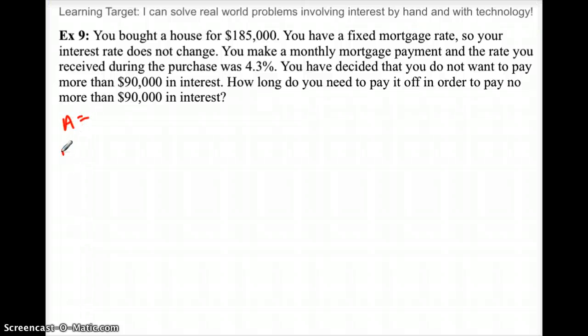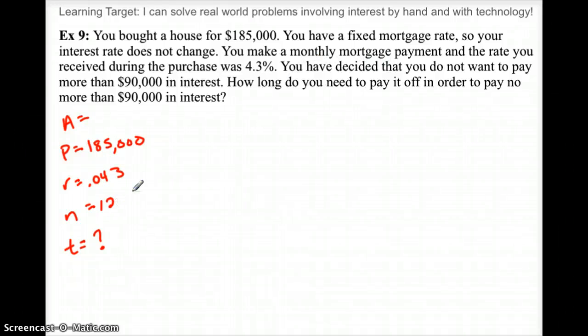So let's figure out the values that I know. Well, by the last sentence saying how long do you need, obviously I'm trying to find the time. So my principal was the initial amount of my loan, $185,000. My rate converted, 0.043. Since I have monthly payments, my n is 12. But if I'm solving for t, how can I have A empty? Well, remember we said A was the principal plus the interest. Well, there's my principal, and I mentioned that I do not want to pay more than $90,000 in interest. So that's my interest number.